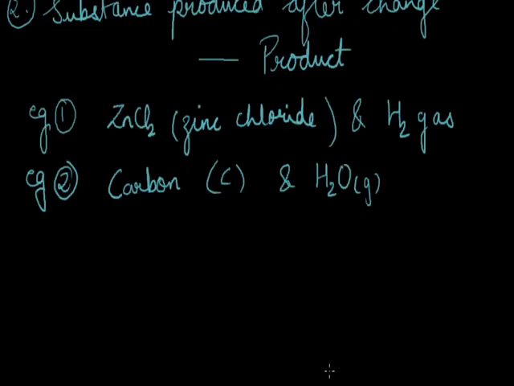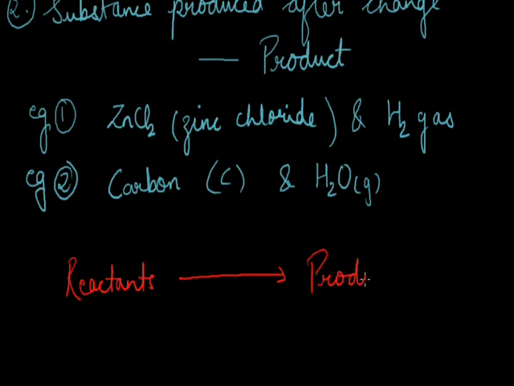So we can see by a simple representation that a chemical change involves a reactant and product. So the reactants are transformed into products. Now the reactants can be one or more, and the products produced can be one or more. So this is the basic property of a chemical reaction.